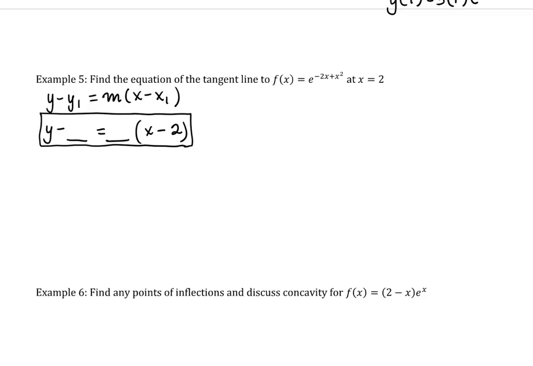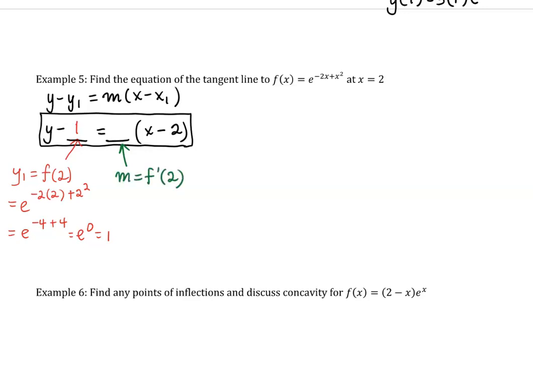We can go ahead and find y1 by plugging in 2 into the original function, f of 2. So we have e to the negative 2 times 2 plus 2 squared, which is e to the negative 4 plus 4, which is e to the 0, which is 1. So we have y minus 1 equals. Now we will have to go and find our m, and our m is going to be equal to f prime of 2. We'll have to take the derivative of that function and then plug in 2.